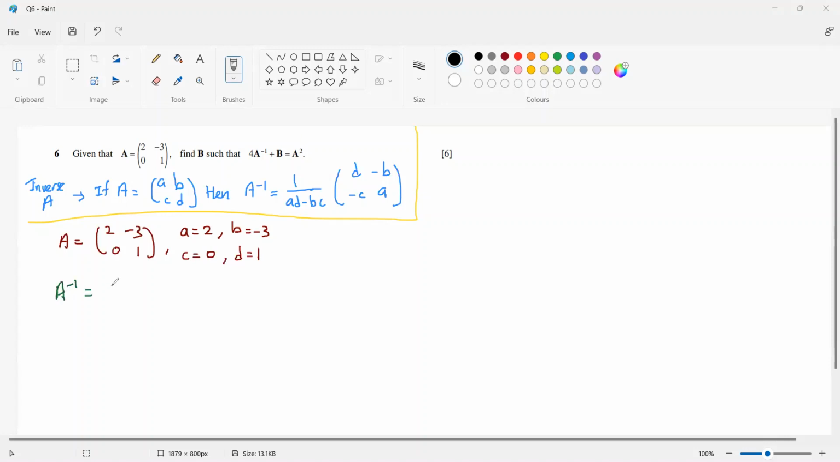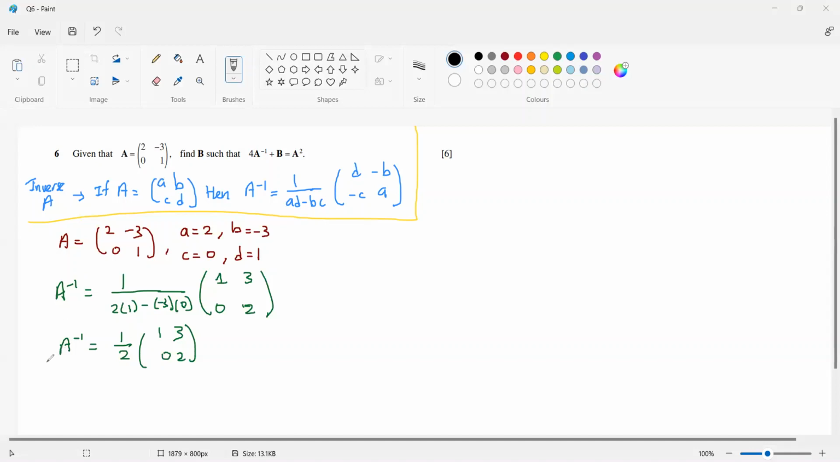So A inverse, in other words, should be 1 over ad, so 2 times 1, minus bc, -3 and 0. And then in the bracket, we switch the d and a. So 1 is up here now, this is 2, and this will be 3, the negative of that, and this is 0, -0, just 0. So this simplifies to A inverse is just 1 over 2 times the matrix 1, 3, 0, 2. I don't want to multiply the half inside because we can do a shortcut.